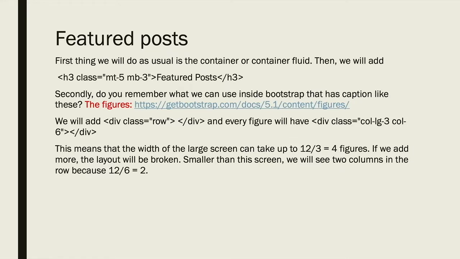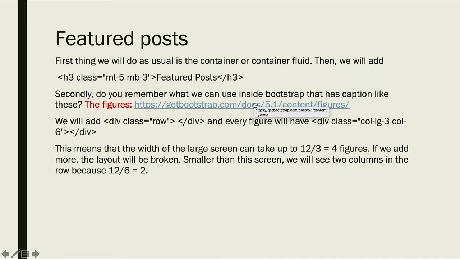I want you to remember the images right here and this grid system. So, the first thing we will do as usual is to add container or container fluid, and then we will add header 3 with margin top of 3 and margin bottom of 3 for the featured post. Secondly, do you remember that we can use inside Bootstrap the figures that have captions? We can get it from this link.